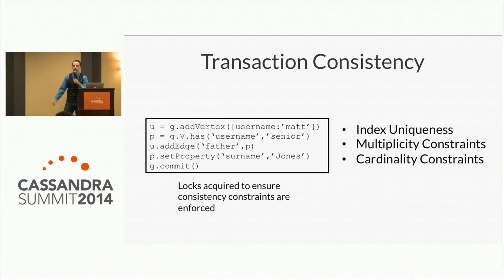And really the nice thing is you can do them at the schema level. You don't have to go into your code and change how you write and read data out of Titan. You do it in the schema. You say, I want usernames to be unique, done. And then everything else happens under the hood.